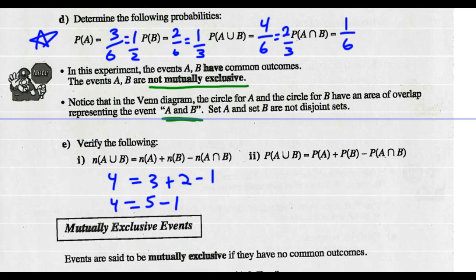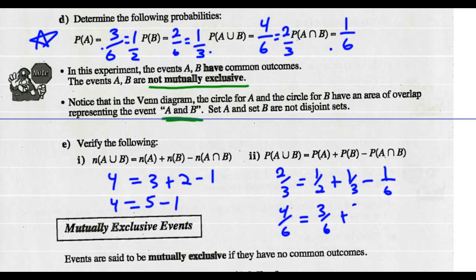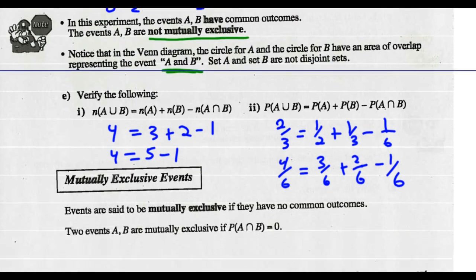Probability of A union B is 2/3. Probability of A we said is 1/2. Probability of B we said is 1/3, minus the probability of A intersect B, which is 1/6. If you want to make these all a common denominator and work this out, 4/6 is going to equal 3/6 plus 2/6 minus 1/6. And you see that that also works out.